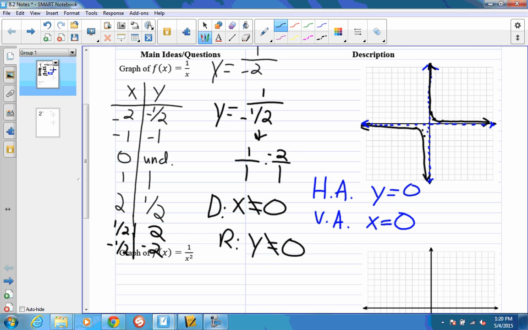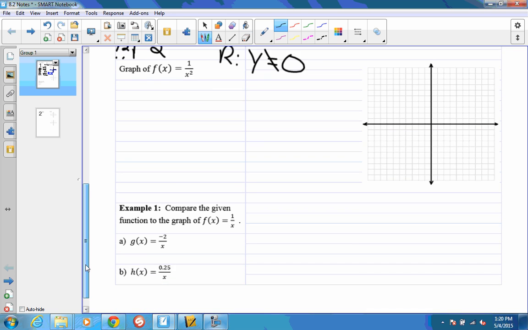We'll throw in h, k, and a in a minute. First, I want to do my parent function for 1 over x squared. So here it is, 1 over x squared. What's my first step? T chart with x and y. Plugging in the same numbers: -2, -1, 0, 1, 2.